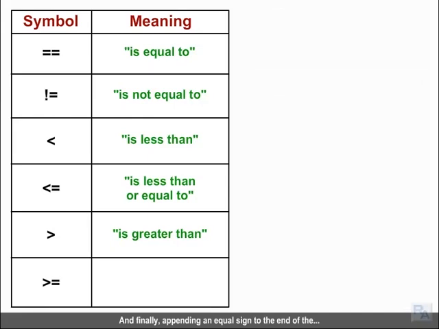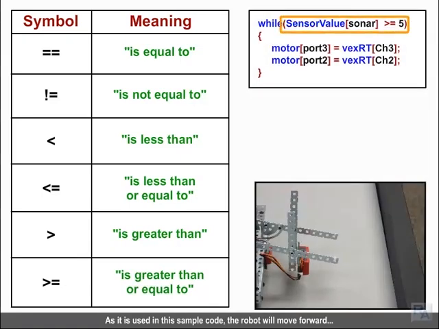And finally, appending an equal sign to the end of the right-angled bracket changes it to a check for is greater than or equal to. As it is used in this sample code, the robot will move forward while the ultrasonic rangefinder detects that it is at least 5 inches away from the nearest object.